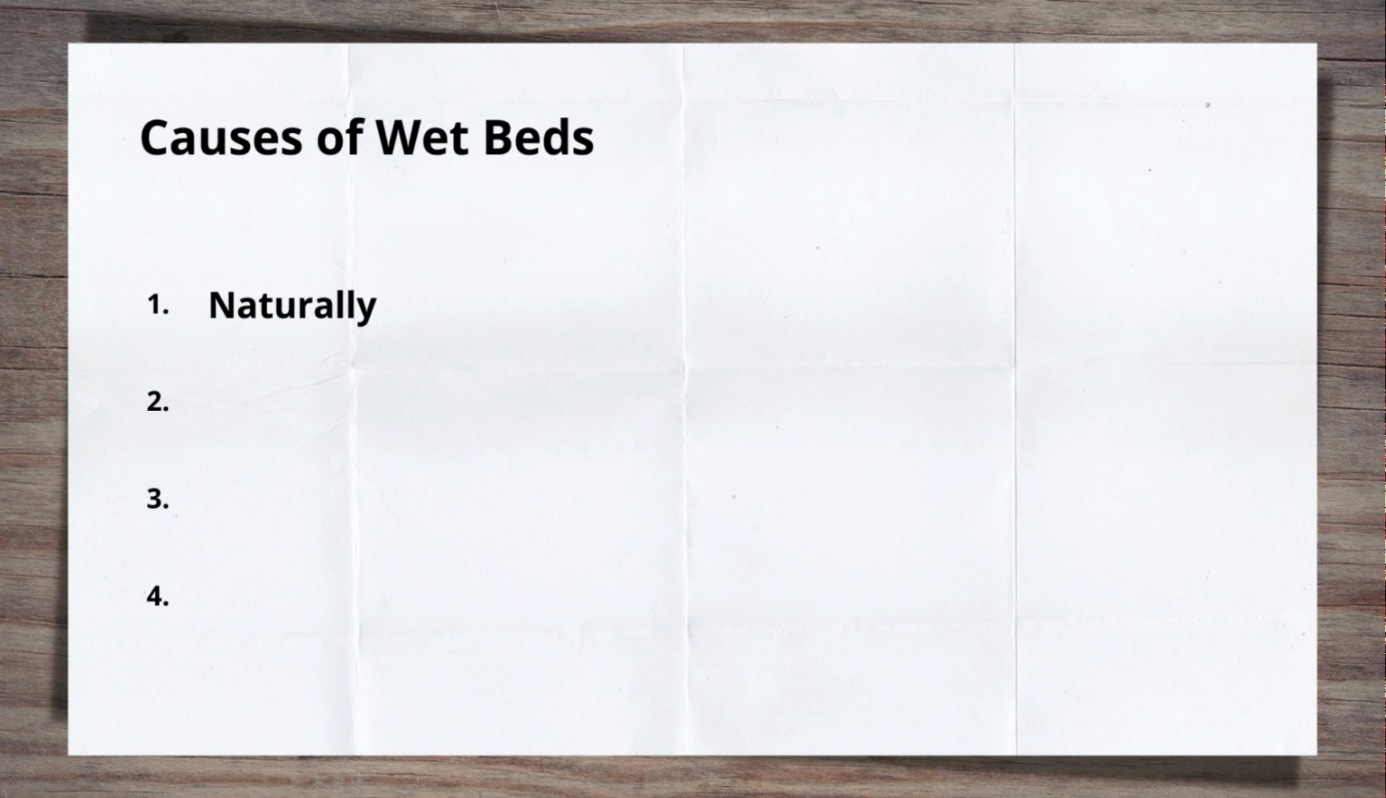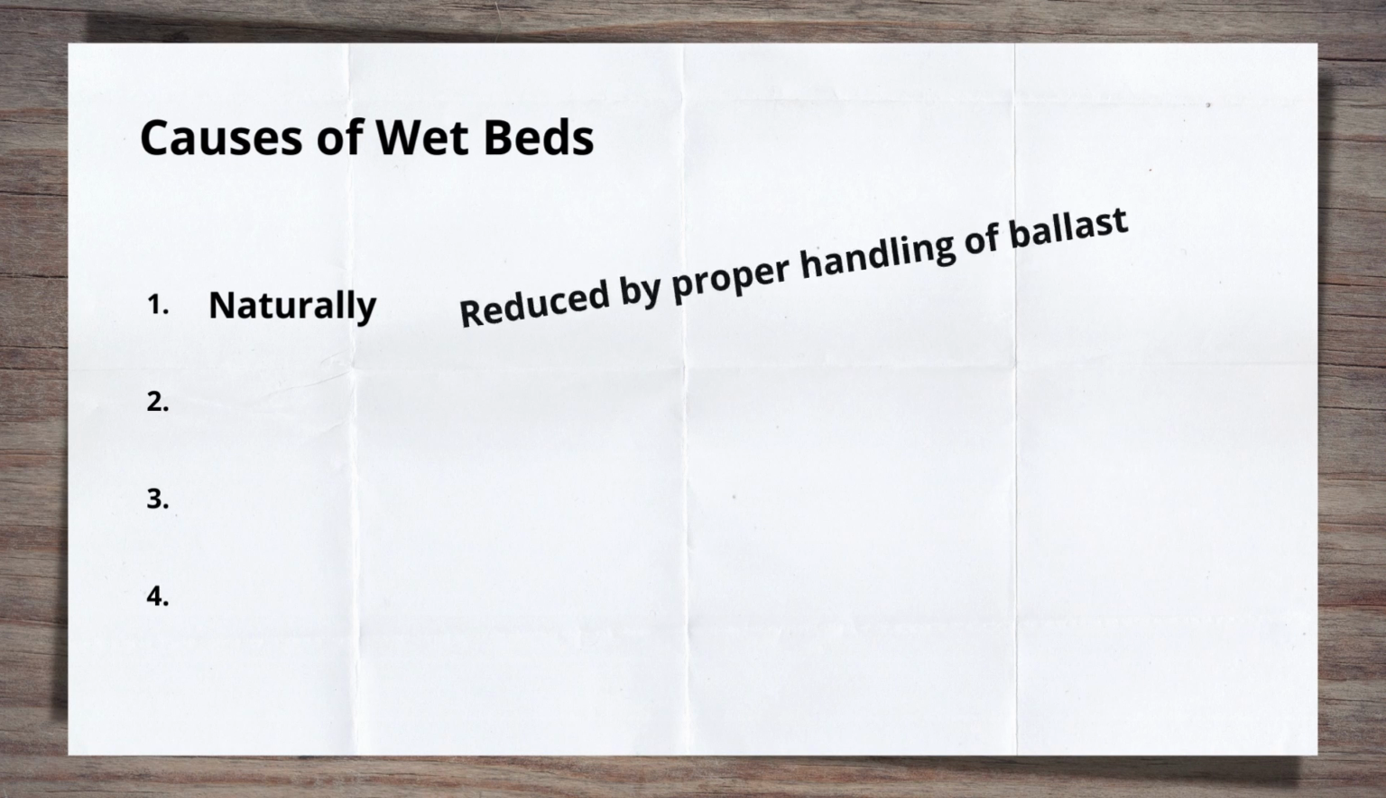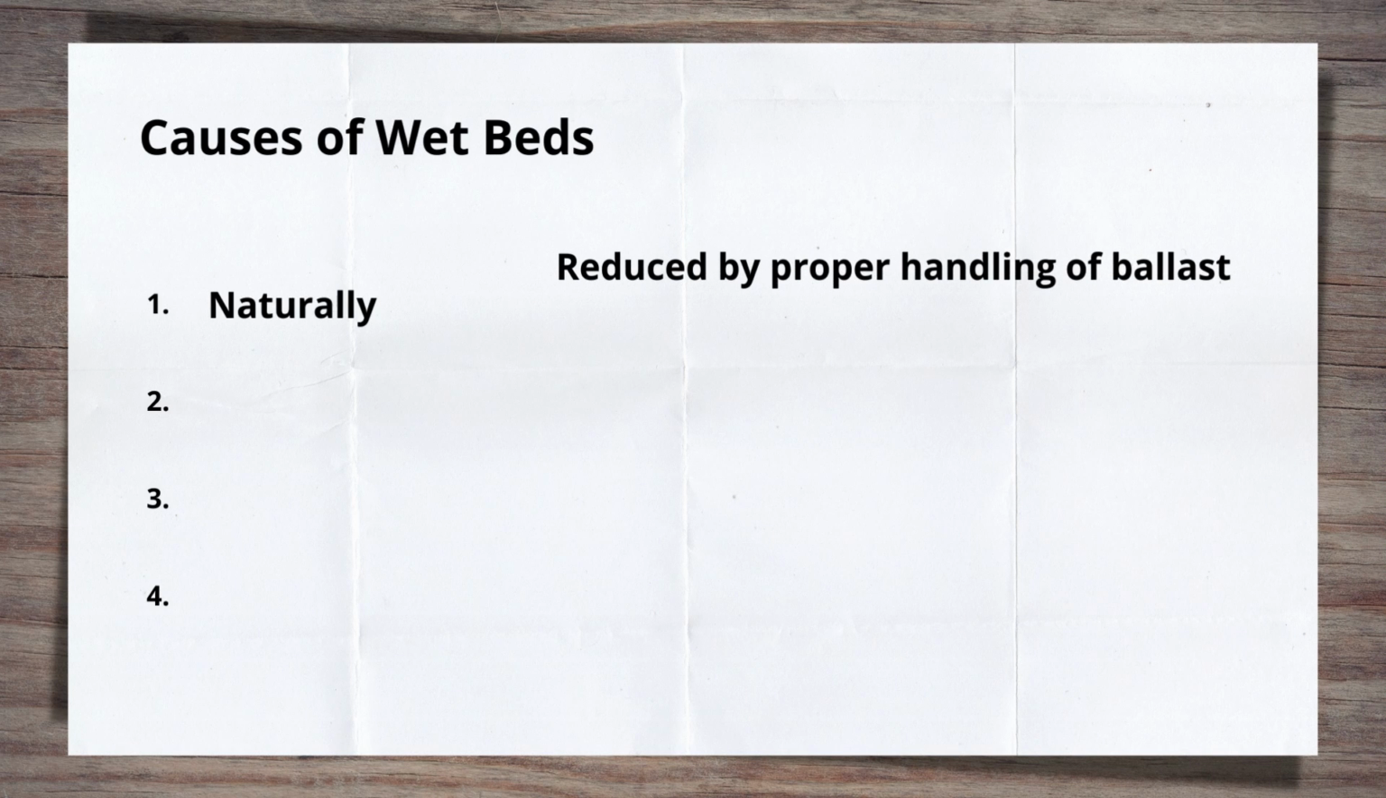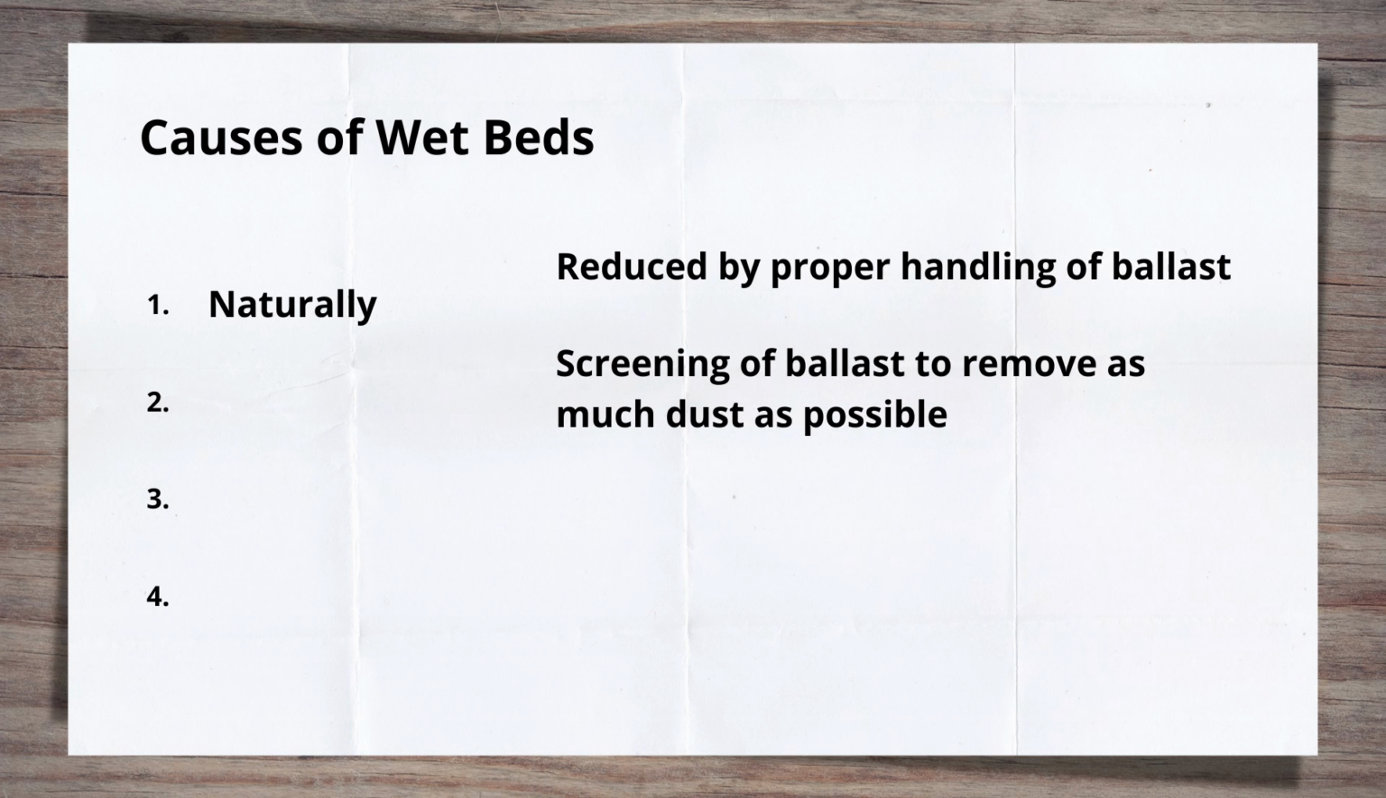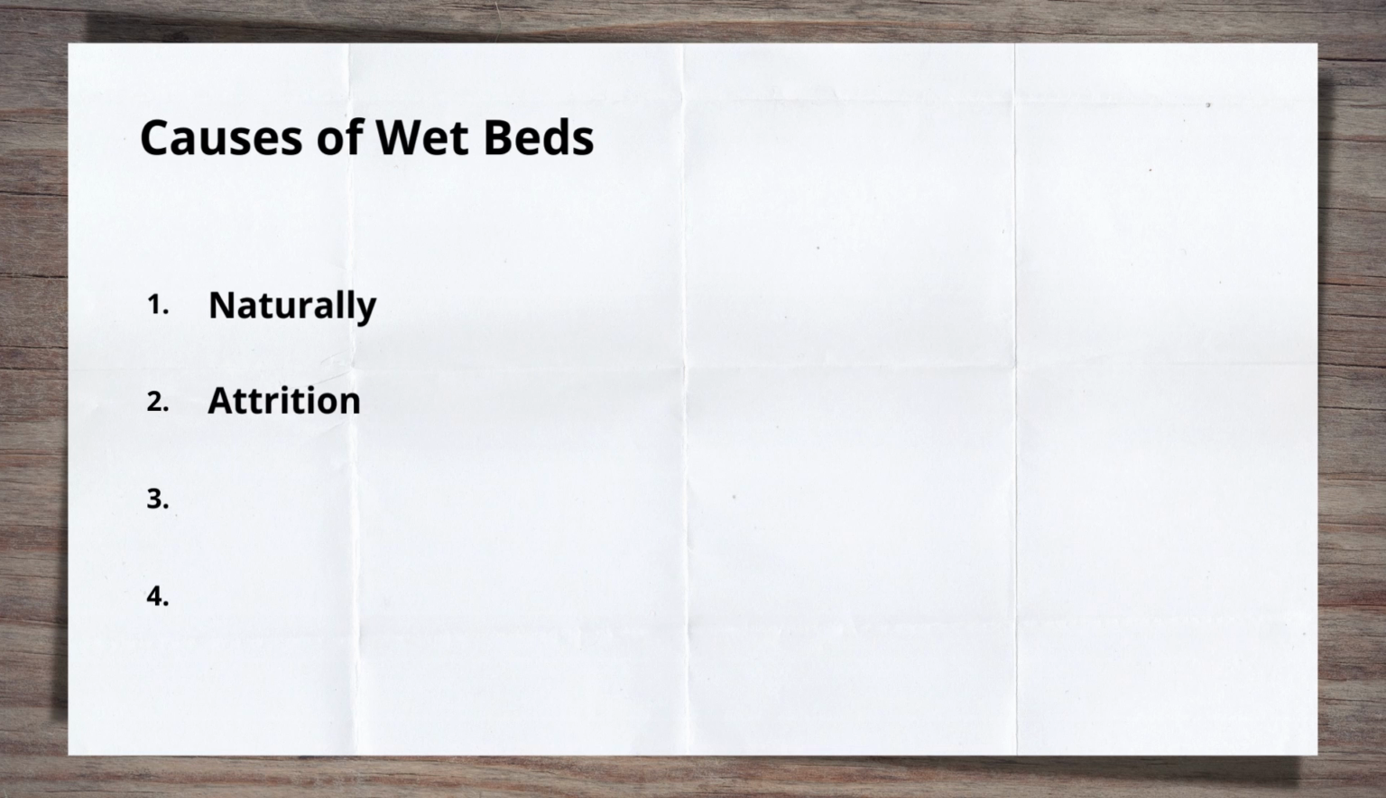The dust can be reduced by ensuring the ballast is properly handled up to the point it is dropped, but also screened at source to remove as much of the dust as possible. This type of failure takes a long time, unless the new ballast supplied contains very high levels of dust initially, of course. Second is attrition.